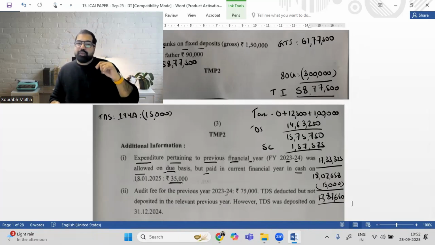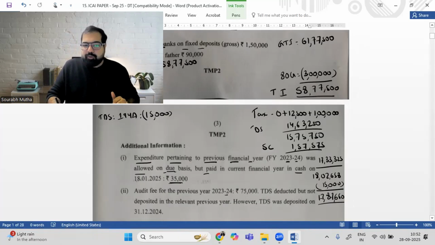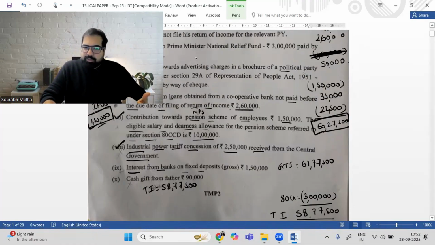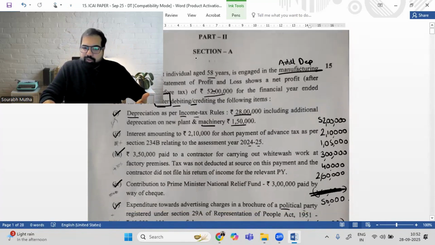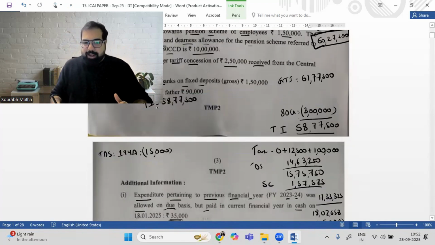These are 5 deductions which you don't get in the new scheme. Let's see which of them have you taken. Have you taken additional depreciation? Yes. How much is your additional depreciation? Let's go there. It's 1,50,000 additional depreciation. So you'll add it back. 1,50,000 I'm going to add back.